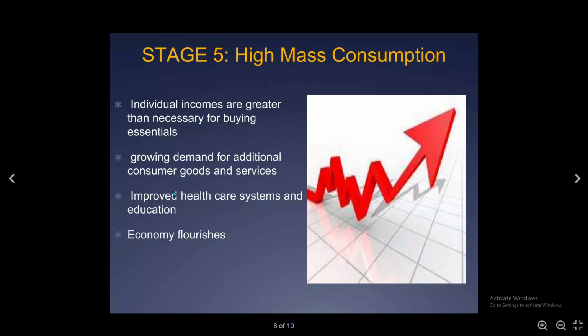During this stage as well, we have improved healthcare systems and education. The economy flourishes. We have a growing demand for additional consumer goods and services. And this is where we see in stage 5 that birth rate and death rate tend to level out a lot. They tend to be quite similar. And this is where we see some countries kind of stagnate in their rate of natural increase. And some countries, such as Germany or Japan, start to decrease in population as their birth rates drop so rapidly. So there are our 5 stages.